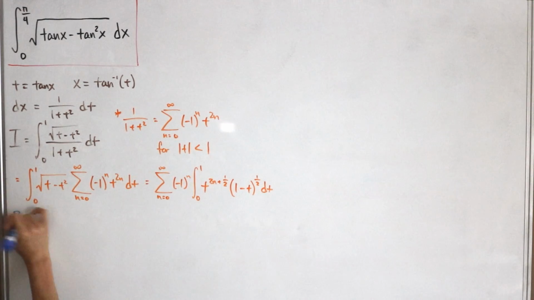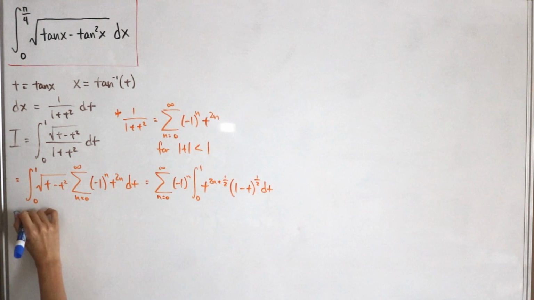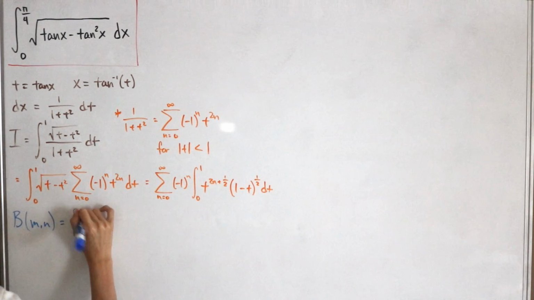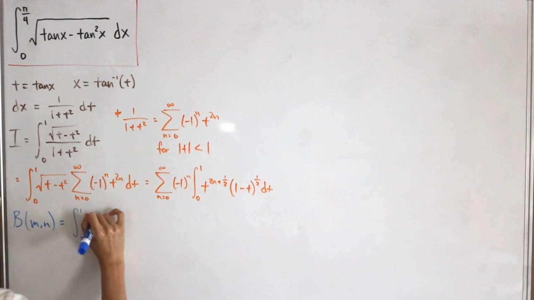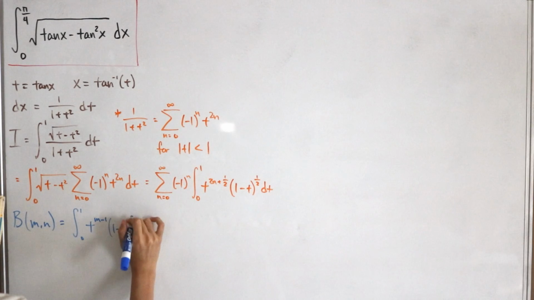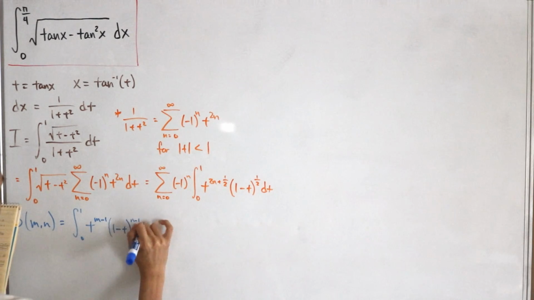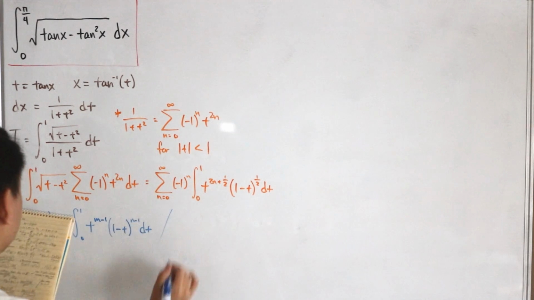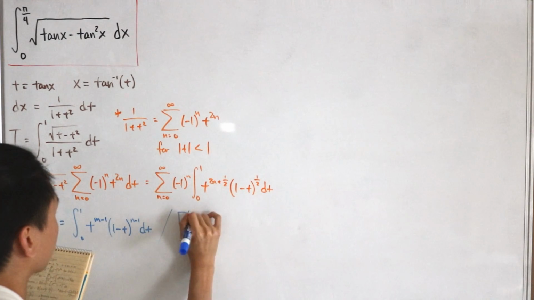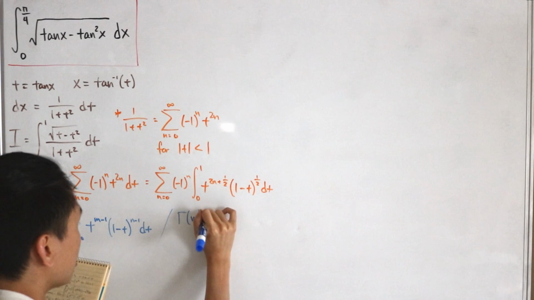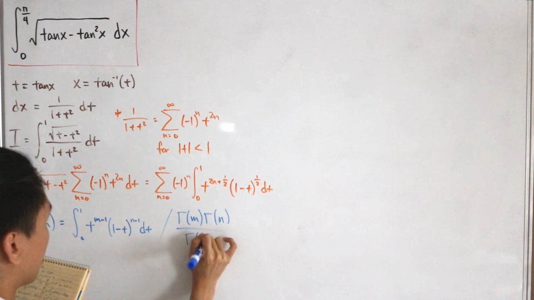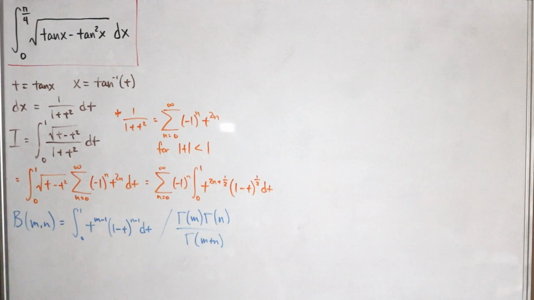So we know that beta of some two variables m and n is going to equal the integral from 0 to 1 of t to the power m minus 1, multiplied by (1 minus t) to the power n minus 1, dt. And I'll note that we'll also be using the gamma representation, because that'll be important later when we evaluate this integral. So this is gamma of m times gamma of n, divided by gamma of m plus n, the sum of those two inputs.